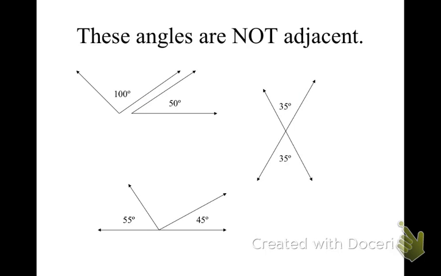These are not adjacent. So the top two angles, you have a 100 degree and a 50 degree, but they do not share a ray. The bottom one, you have the 55 degrees and the 45 degrees, which do not share the ray. And the one on the right, where the lines intersect, they do not share a common ray.